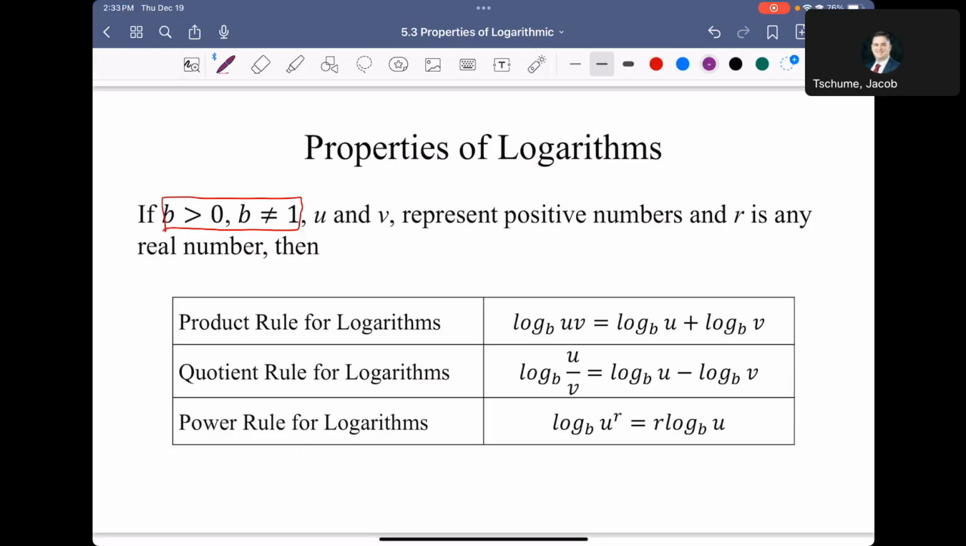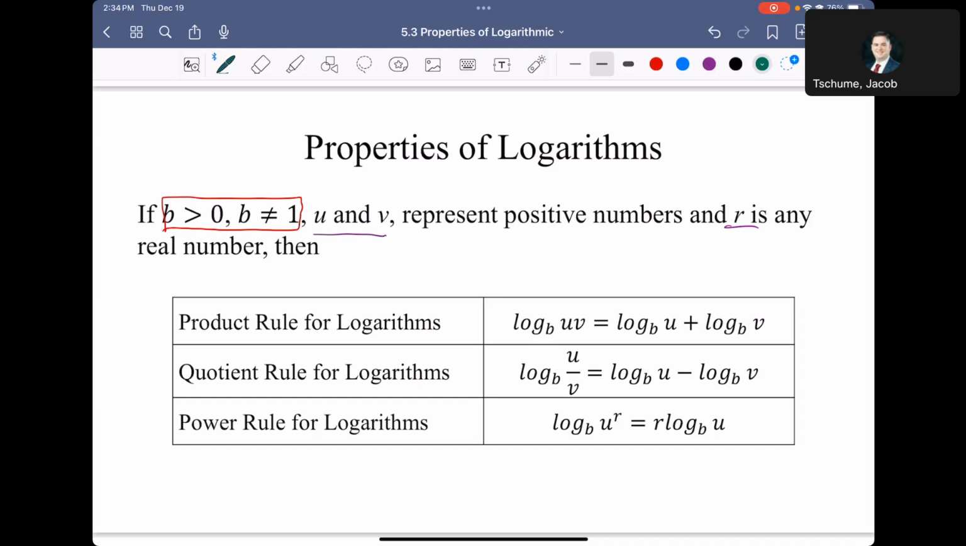Now, for these properties, the u, the v, and even the r can be any values. U and v more specifically need to be positive because those are going to be inside of your logarithm, and r can be any real number because it represents a constant. So the three rules that you see here on this screen follow along with what they're doing.